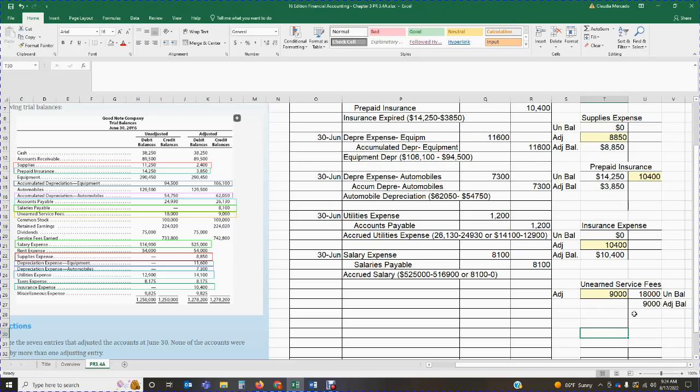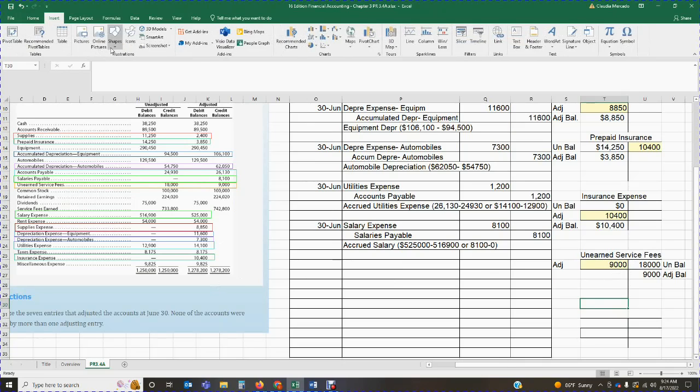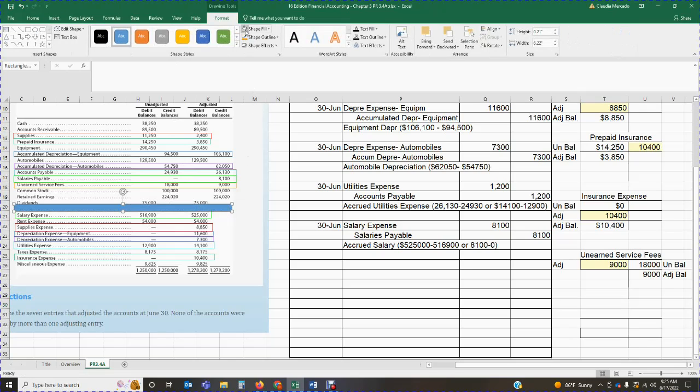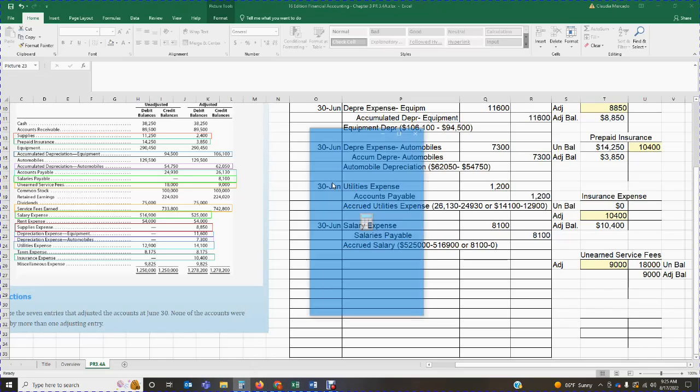So my unearned service fee is going to get debited, and now let's look at my service fees earned, right here. So my service fees, this is your revenue. This is the money that you generate off of your business. You started off with $733,800.